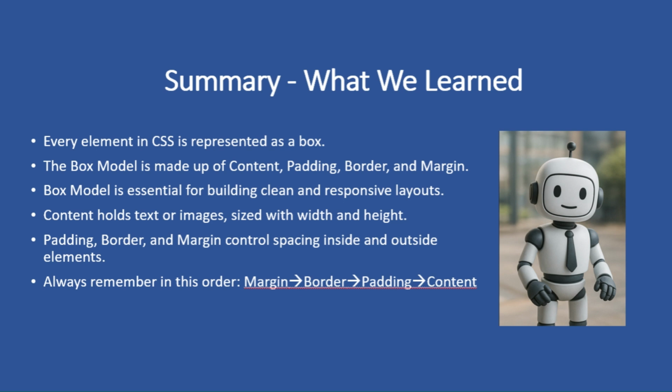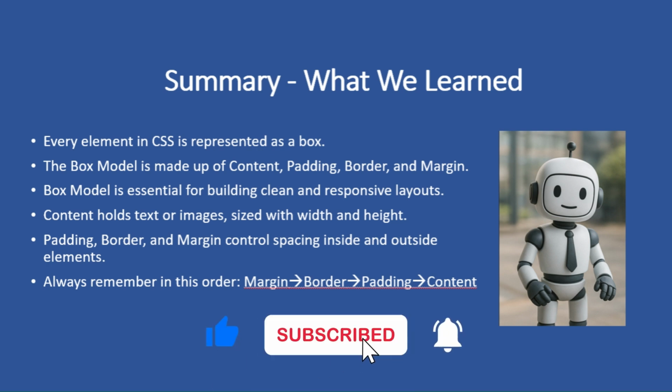Let's see what we learnt so far. Every element in CSS is represented as a box. The box model is made up of content, padding, border, and margin. The box model is essential for building clean and responsive layouts. Content holds its own text or images, sized with width and height. Padding, border, and margin control spacing inside and outside elements. So always remember in this order: margin, border, padding, and finally content.